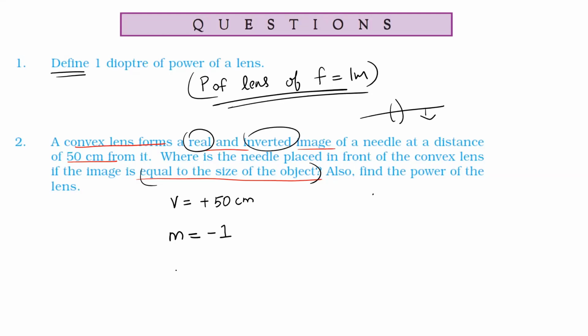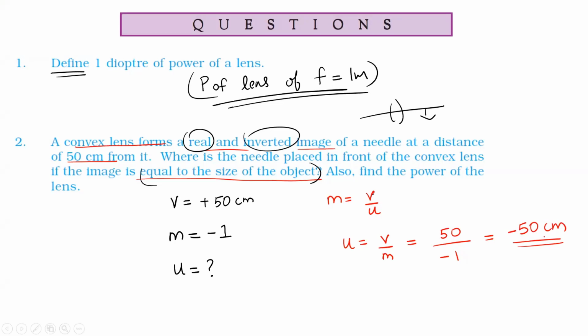Now you need to find object distance. So if you have magnification and image distance, how can I find object distance? We know magnification is equal to V by U. Just cross multiply. So U is equal to V by M. V is equal to 50. Magnification is equal to minus 1. So object distance is minus 50 centimeter. That is the answer.